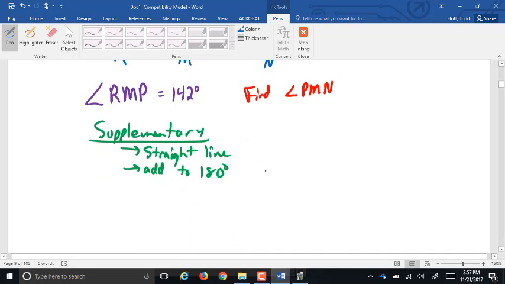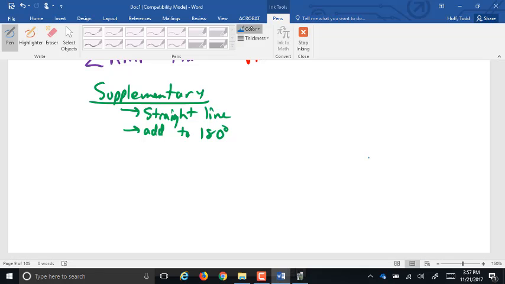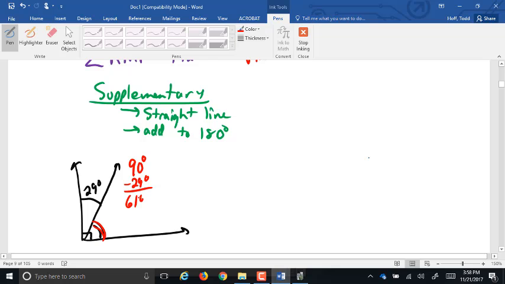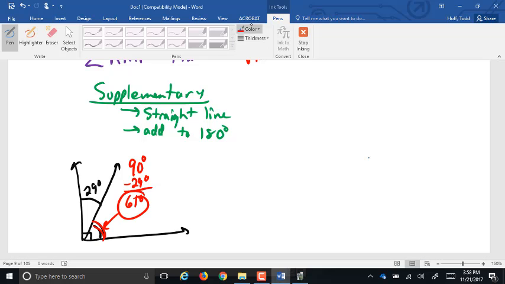So you might have guessed that we're going to be doing something that adds up to a right angle. That box again means that that's a right angle, so it has to be 90 degrees. And if I tell you that this angle here is 29 degrees, how do I find this one? Mark it in red. Perfect. Subtract from 90. 90 degrees minus 29 is 61 degrees. That's 61 degrees.